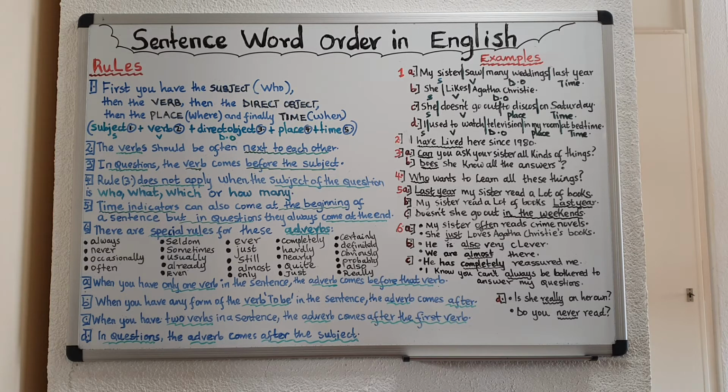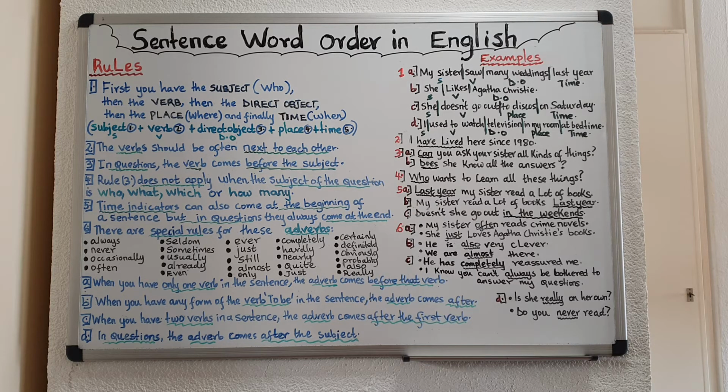Rule number 1. First, you have the subject. So, when you're constructing a sentence in English, first you have the subject. And the subject is who. It could be the name of a person, okay? It could be just a pronoun like he, she, it, okay? So, first you have the subject.